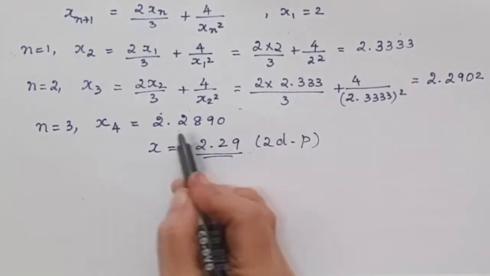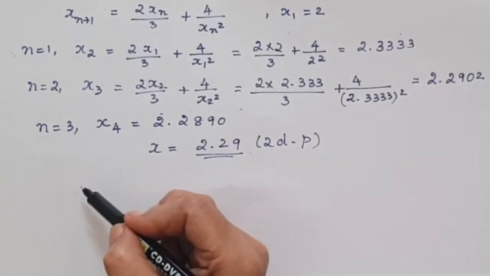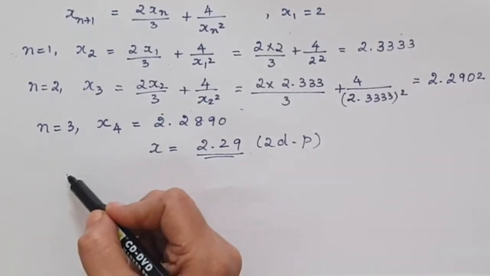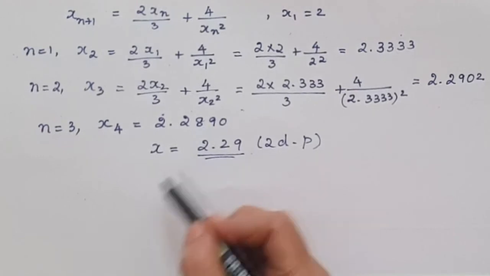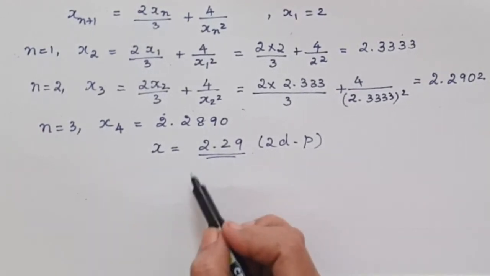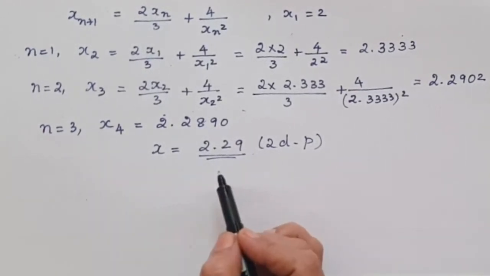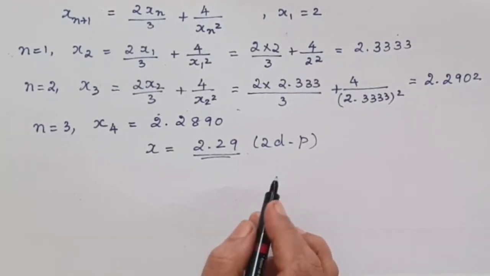In case it was not repeated, then we'll go for the next value. We take n equal to 4. Even then, if the last 2 values are not repeated, we go further until we get our last 2 answers repeated. Then that will be our solution.